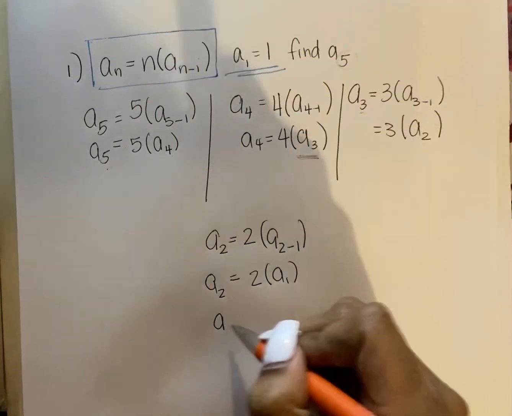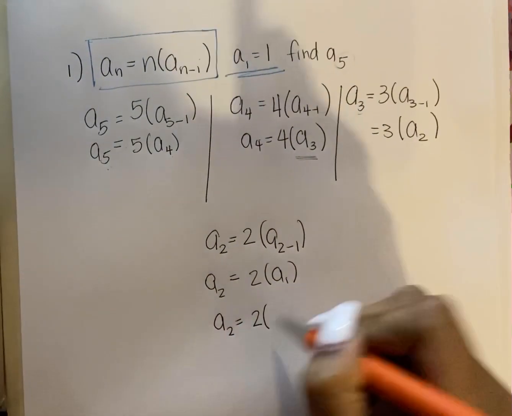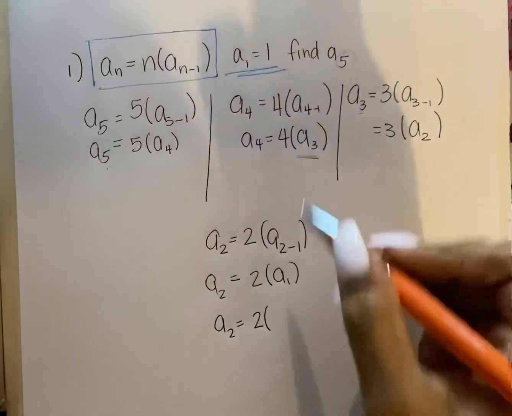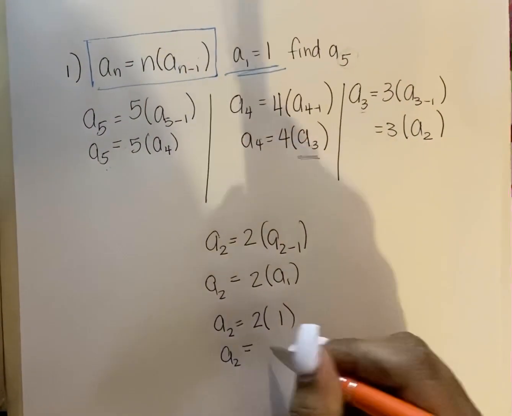So I'm going to substitute in. So a of 2, which is my second term, is going to be 2 times my first term. But I know my first term is 1. So I have a of 2 is going to be 2.